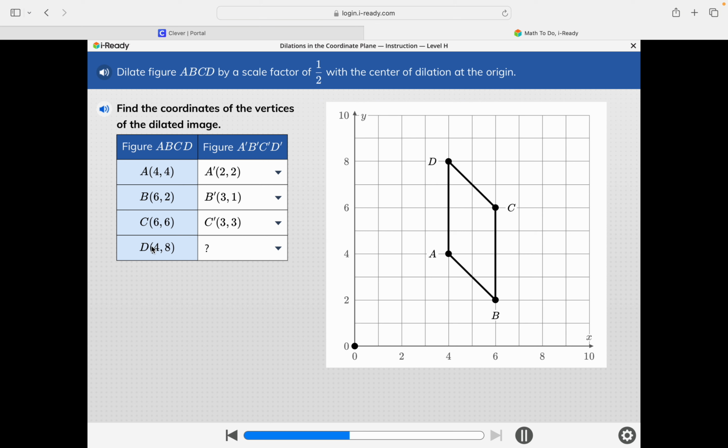Now let's do the D. D is 4 and 8. Let's make the x into half. Half is small. So Subani, 4 times half, right? 4 by 2 is 2. Now let's make the 8 into small. Half times 8, 4. 8 by 2, 4. 4 by 1 means 4. So D prime will be 2 and 4.